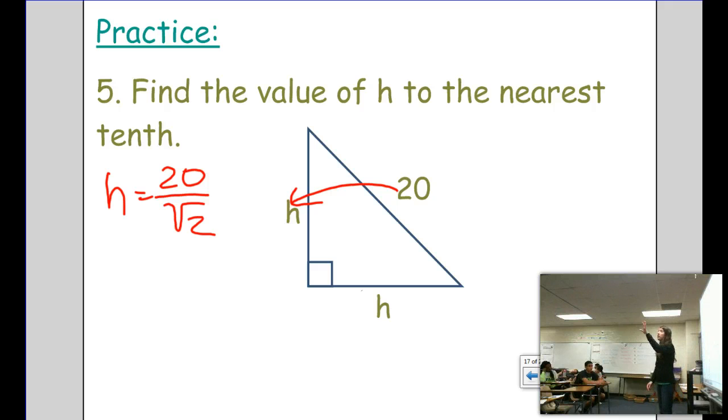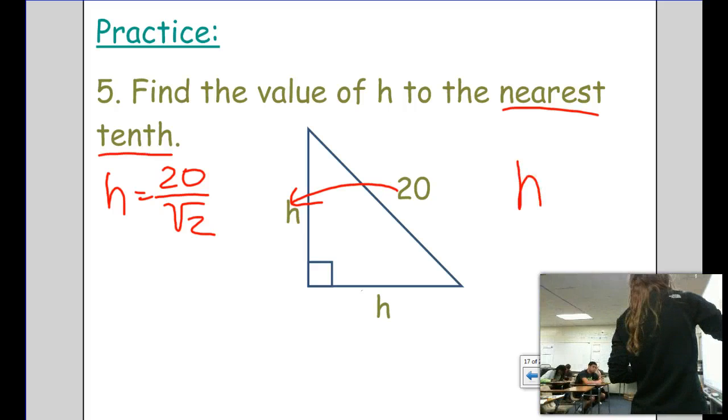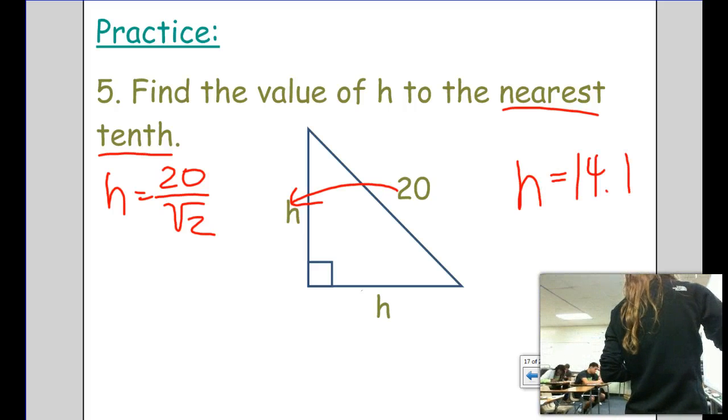So everyone go to your calculator and do 20 divided by root 2. Good. 14.1. 20 divided by root 2. On this one, it does say we're allowed to round it to the nearest tenth. So you do put the decimal version, 14.1.